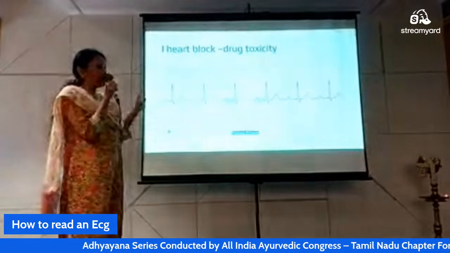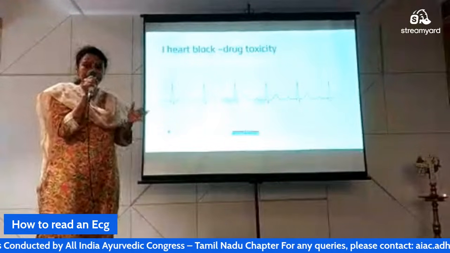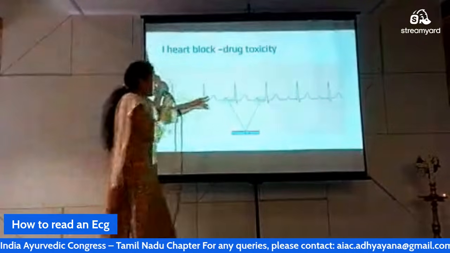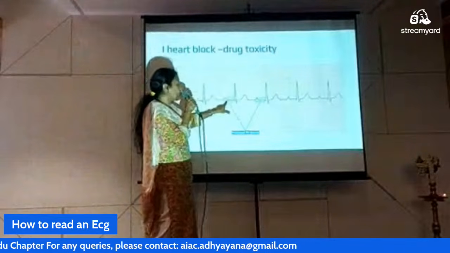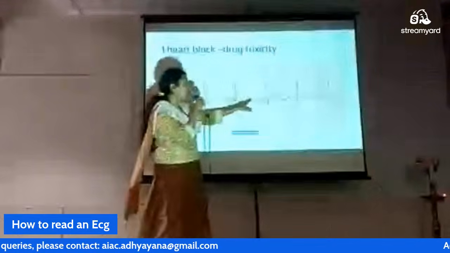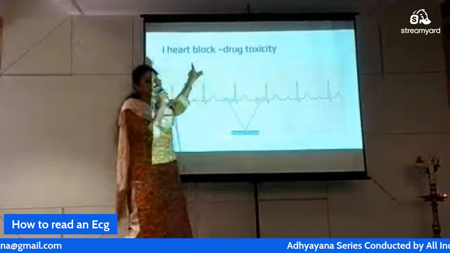First degree heart block. This is physiological only. If not physiological, it is very common. You can neglect it also. What is the thing? Between the P wave and the QRS complex there should not be more than one big square. See, there is a one big square difference, no? That means it is called first degree heart block.